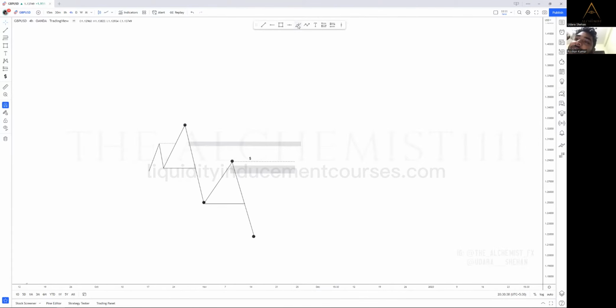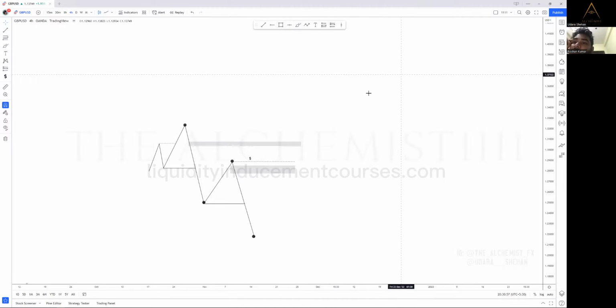So now one thing, we'll only be marking out just two types of POIs. One will be imbalances. You know what imbalances are, but remember, imbalances are not that important. The most important type of POI will be the closing prices of candles. Okay, it will be the closing prices of candles. I will show you examples.